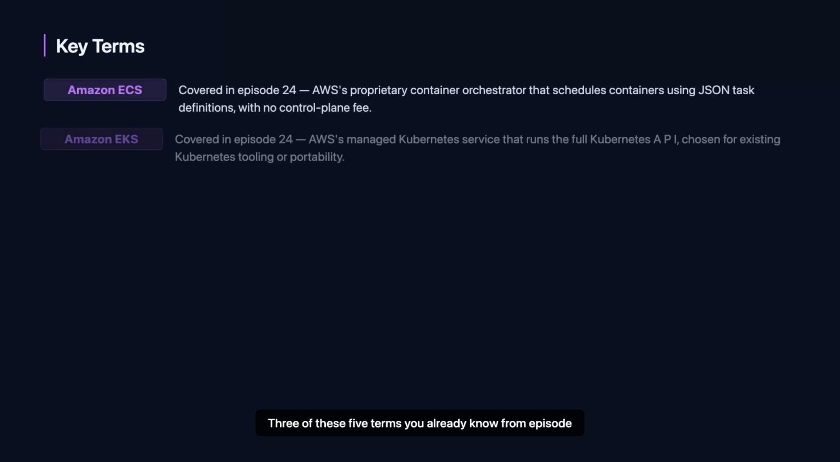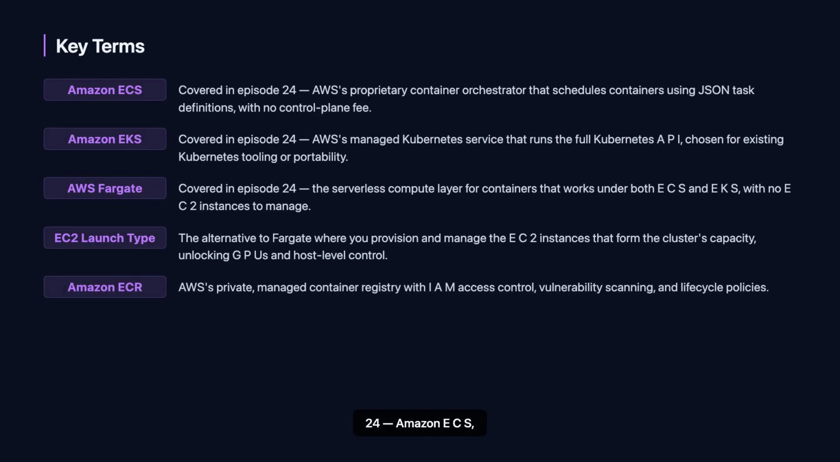Three of these five terms you already know from episode 24: Amazon ECS, Amazon EKS, and Amazon Web Services Fargate. We covered them there, so no need to rehash the definitions. The two terms that are new here: EC2 launch type, which is the alternative to Fargate, where you provision and manage the actual EC2 instances yourself, unlocking GPUs and host level control. And Amazon ECR, the private registry where your container images are stored.